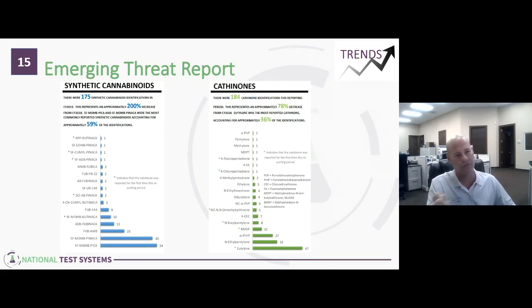So if we look at this chart, for example, this was the year-end 2019 report. We see that there were 175 reported synthetic cannabinoid identifications in calendar year 2019. Now, this is nice because this represents an almost 200% decrease from the year of 2018. So basically, the amount of synthetic cannabinoids, which realistically means the amount that's out there, has been basically halved.